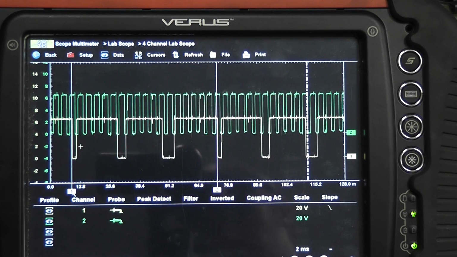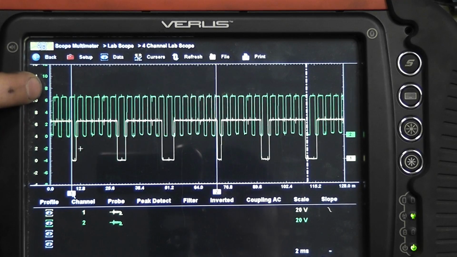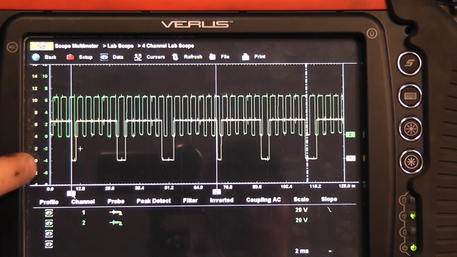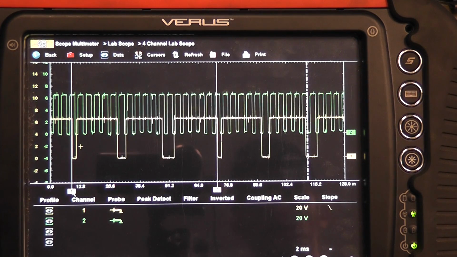Some things to note would be that both of those signals are going from 0 to about 7 volts. So the green trace is 0 to 7. The yellow trace is 0 to 7. Both 3X and 18X signals are 7 volt square waves.